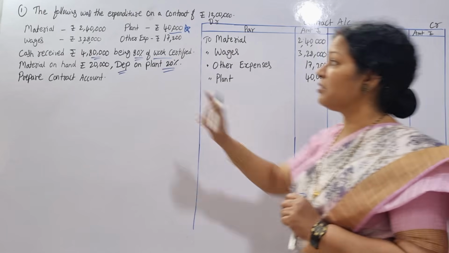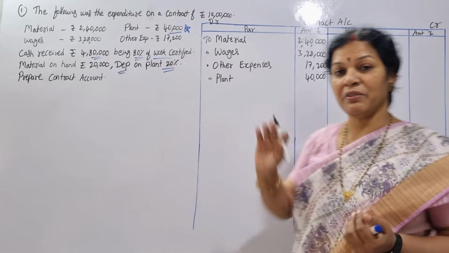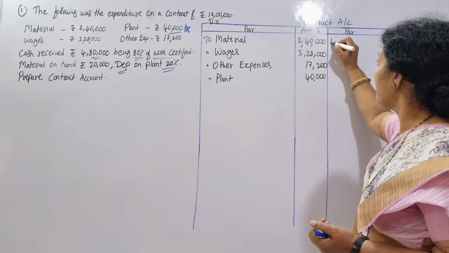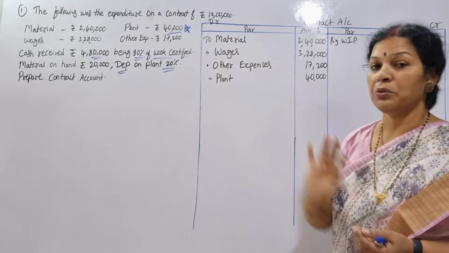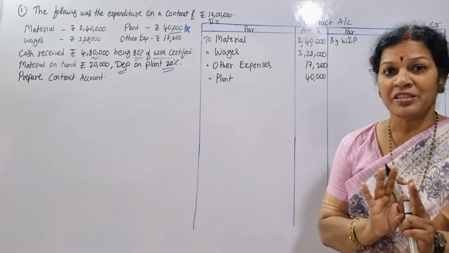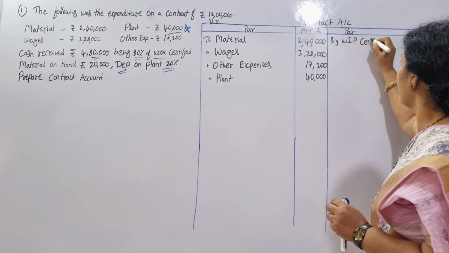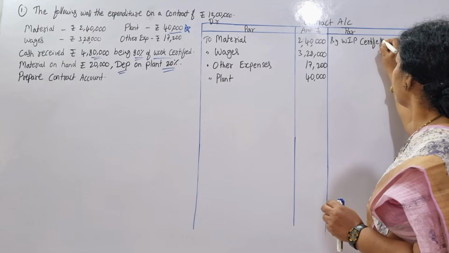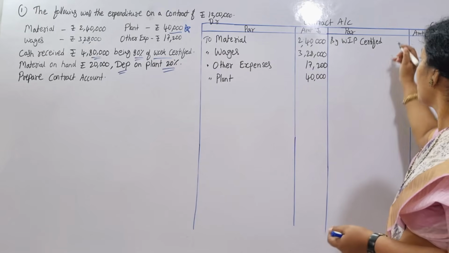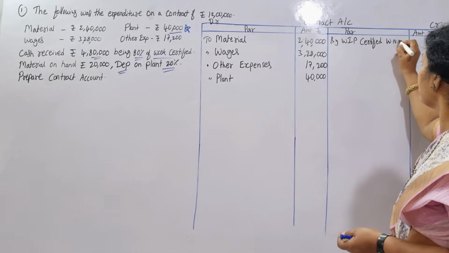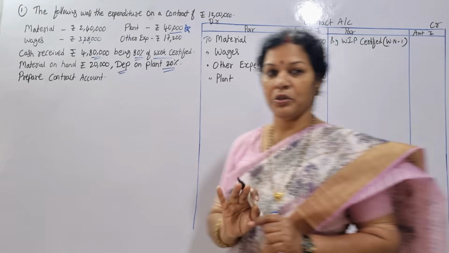Then after that, we received cash because 80% of the work is certified. Certified and uncertified we'll write on the credit side. What do you say? By work in progress. What is given to us? Certified is given. Uncertified is not given. So we'll write simply certified work in progress. This we have to calculate in working notes, so I'll write working notes point number 1.